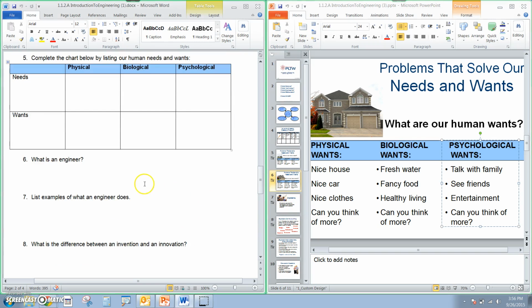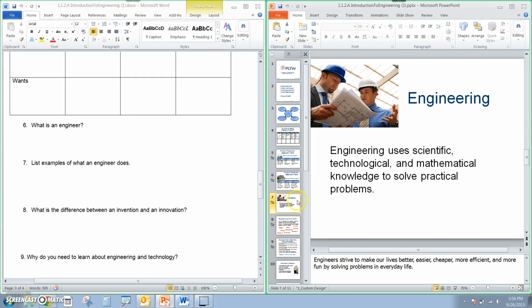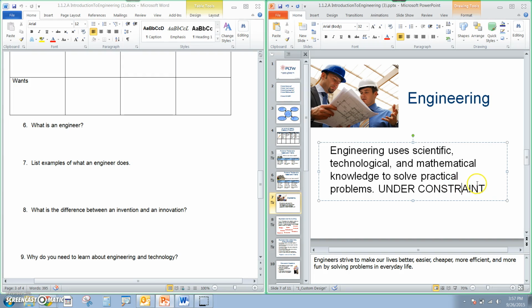Let's move forward. What is an engineer? They tell you right here. Engineering uses scientific, technological, and mathematical knowledge to solve practical problems. And you know what? A big thing here, under constraint. That means that your resources are limited. You never have infinite time. You never have infinite money. So engineers use the science, technology, and math to solve problems that exist. So here are examples of what an engineer does.